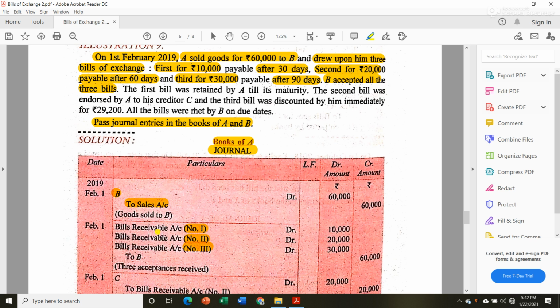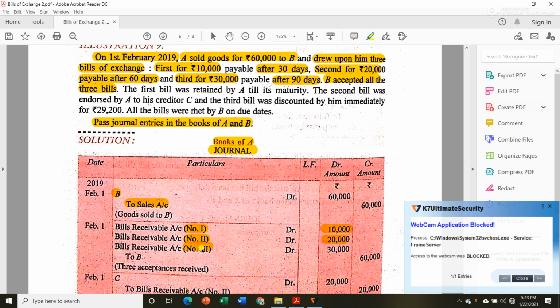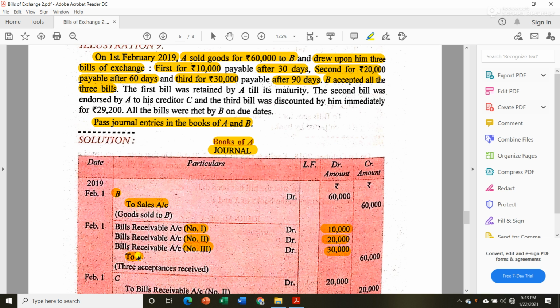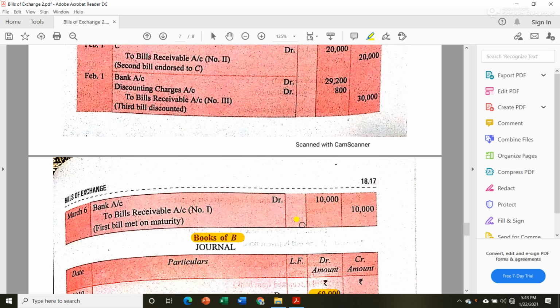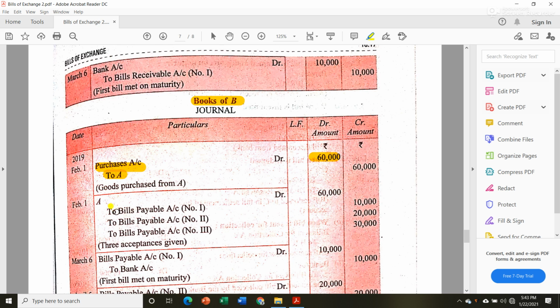Now let us see, the first bill was for rupees 10,000, so bill receivable account number 1 debit 10,000, bill receivable account number 2 debit 20,000, and the last one is bill receivable account number 3 debit 30,000, to B, since B is the giver of all the 3 bills. His account will be credited 60,000. In a similar manner, in the book of B there will be entries for 3 bills. A is the receiver of those acceptances, so bills payable account number 1, 2 and 3 as rupees 10,000, 20,000 and 30,000.